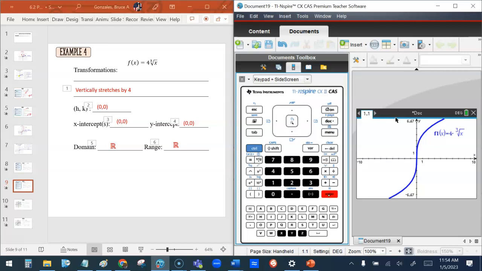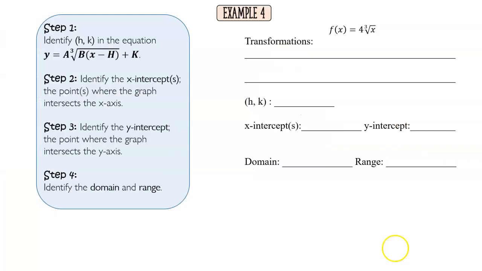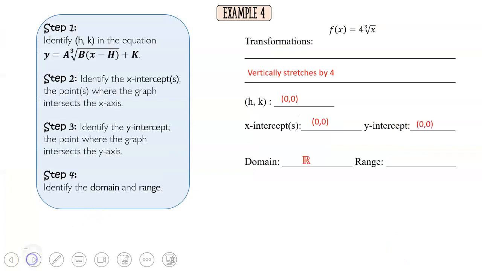So that's your example 4. Does everyone have that down? And I hope everyone's heard me. This can be easy. When you see a cube root, you know it's going to be all real numbers, for sure. But the square root, that's the one you got to think about. Where does it stop? Okay.